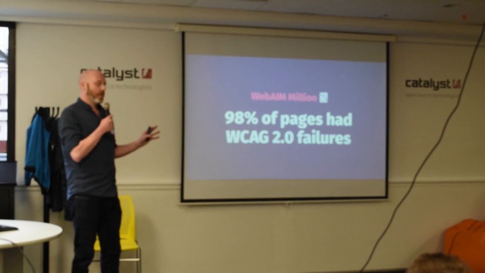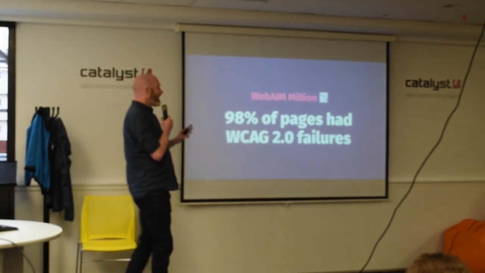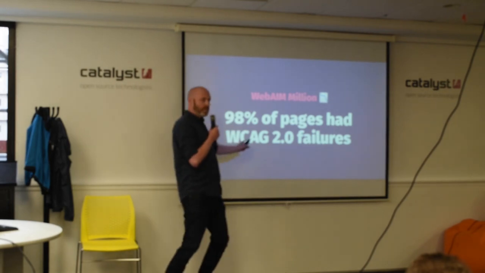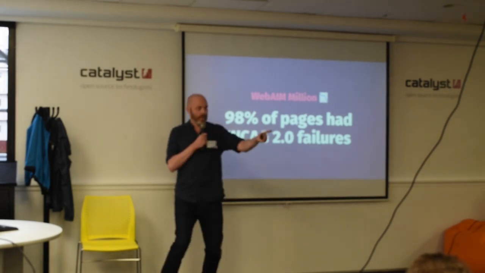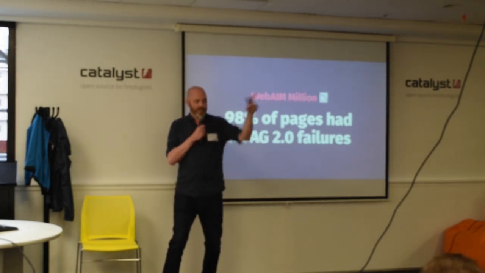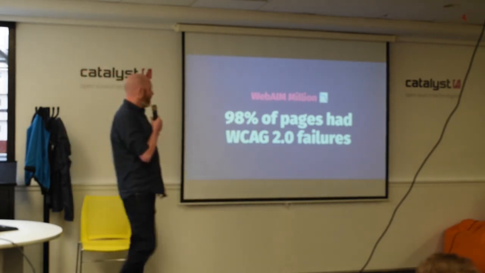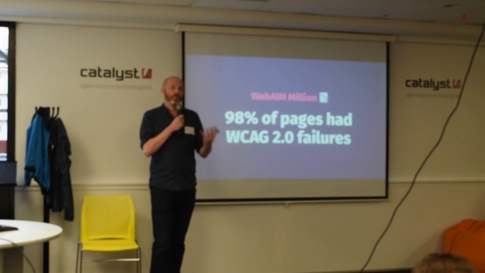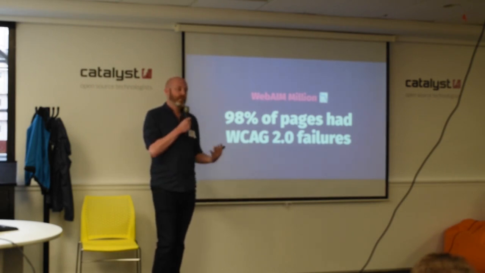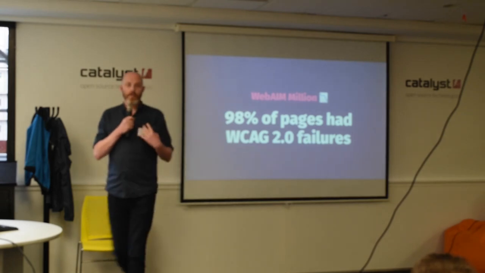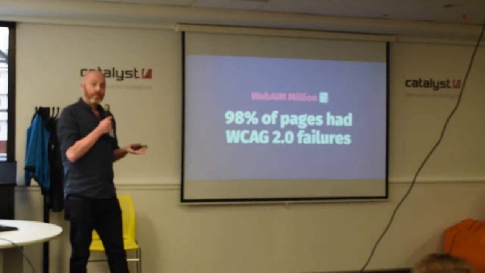Maybe the scariest one was that they found that 98% of those pages had WCAG 2.0 failures. Does anyone know what this lovely acronym means? Yes, Web Content Accessibility Guidelines, 12 points, thank you. So the W3C's list of stuff that says, hey, if you would like to make your website accessible, because you love people like I do, then here's a list of stuff to help you do it.